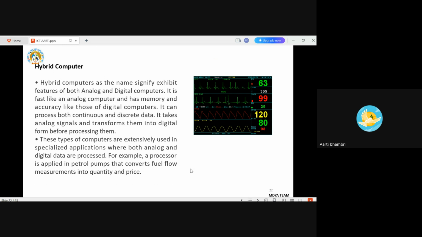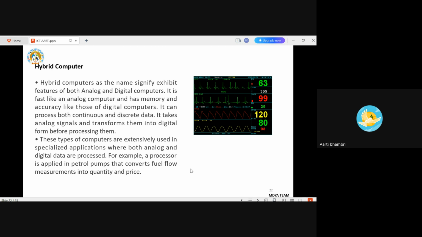Okay, let's continue. Hybrid computer. Hybrid computers, as the name signifies, exhibit features of both analog and digital computers. As we know, hybrid computers are the combination of both analog and digital computers. It is fast like analog computers, since digital computers are comparatively not as fast as analog computers. It is fast like an analog computer and has memory and accuracy like a digital computer. Hybrid computers have both features. It can process both continuous and discrete data.